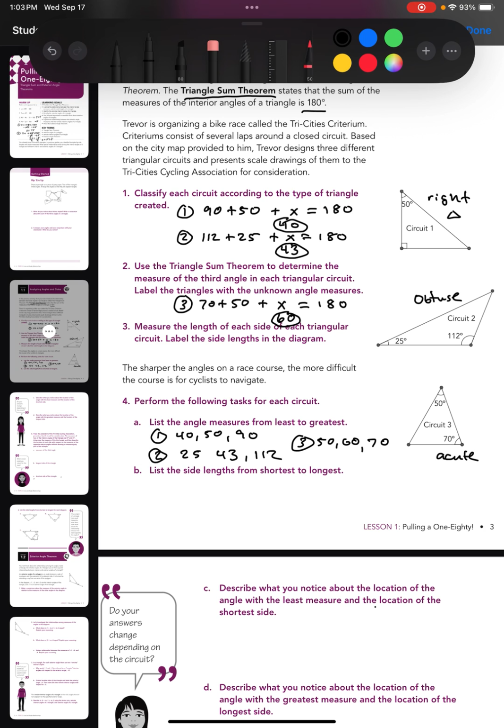Okay, looking at the side lengths. The key here is the smallest angle, the side across from that will be the shortest side length. That corresponds to it. So for instance, on triangle 1, I'm going to go up here and draw some lines here. We identified this angle was 40. 40 is the smallest angle there, so the side across from that would be the shortest. So this would be the shortest. Across from 50 would be the second shortest, and then across from 90, the largest angle would be the biggest side length of that triangle.